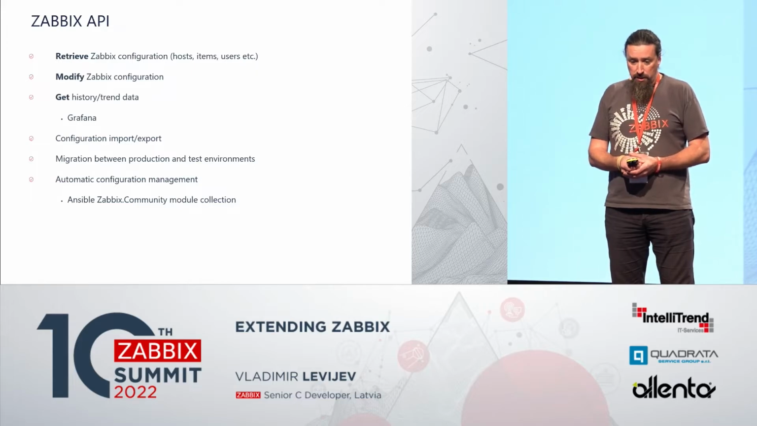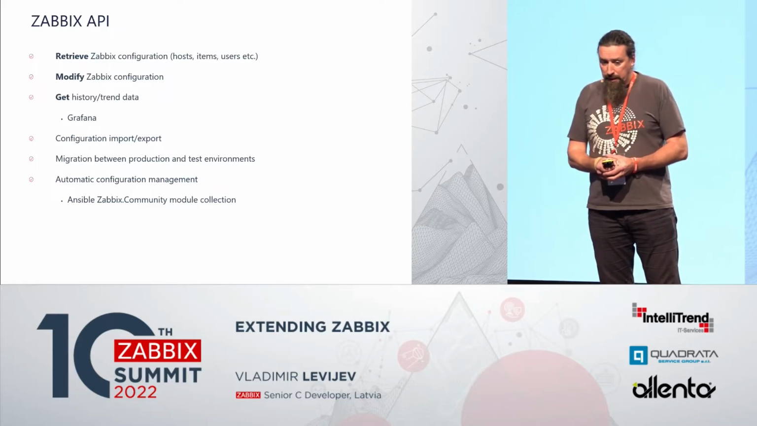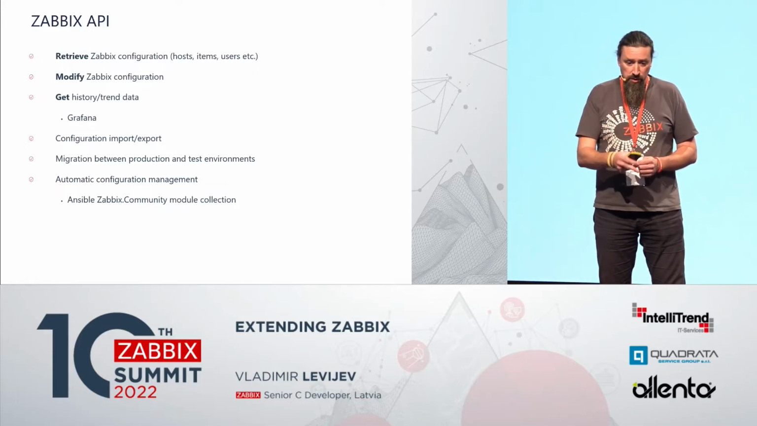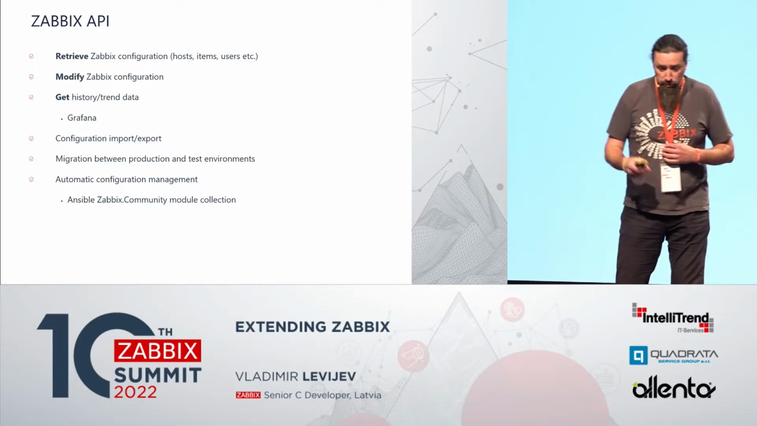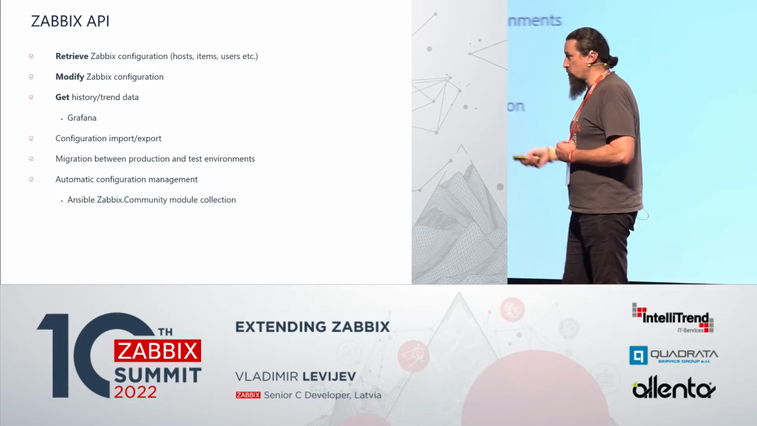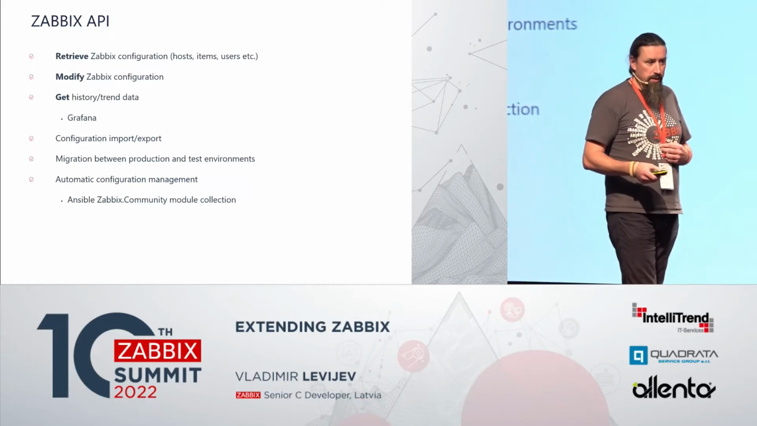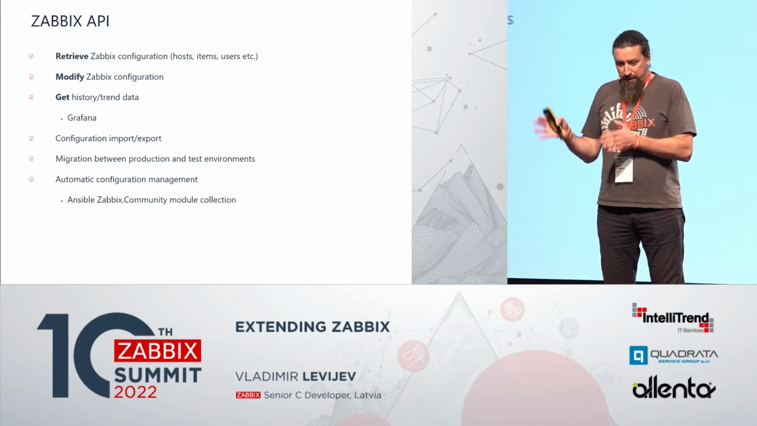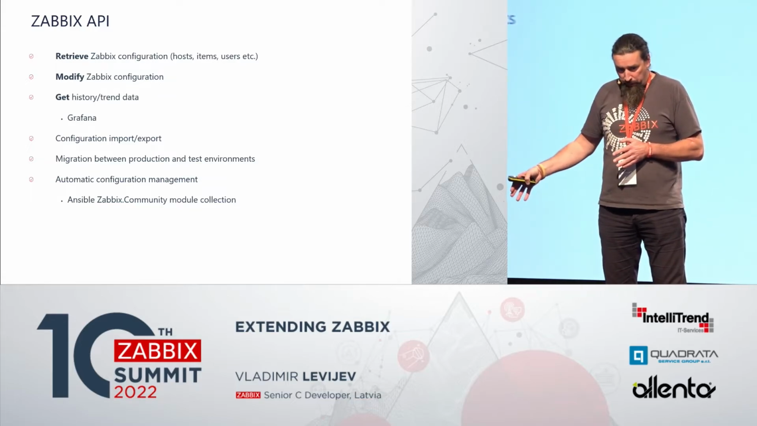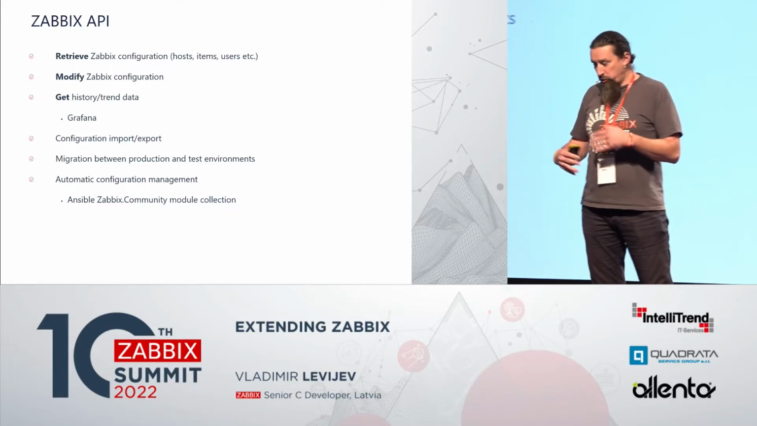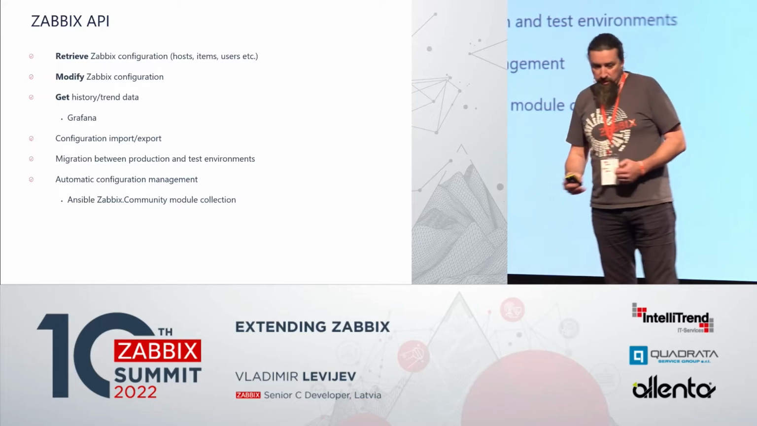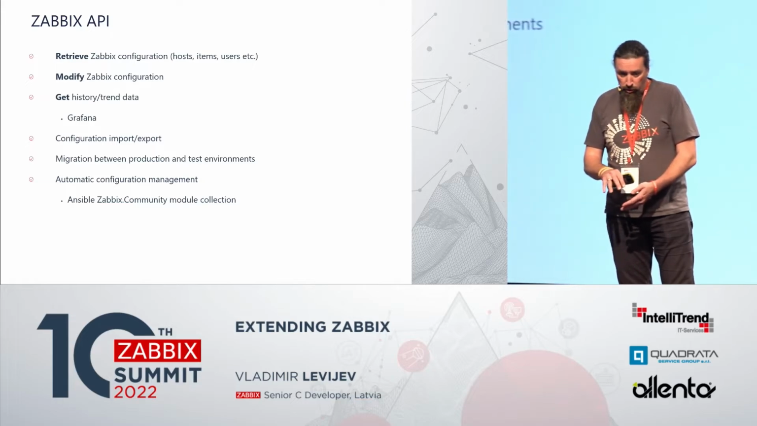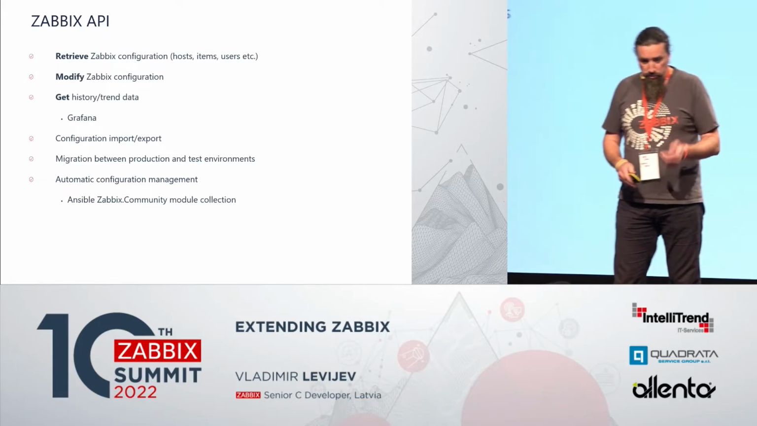You can migrate environments, or you can have automatic configuration management with Zabbix API, for example, which is doing Ansible Zabbix community module collection. If you use Ansible, you have a playbook to, for example, create hosts. Then you can use the same playbook with this collection to, for example, control this host in Zabbix installation through Zabbix API. So if host is not there, it will be automatically created. If you modify something in your playbook, for example, you add another host group or you link another template to that host, it will be also automatically done by this module collection.